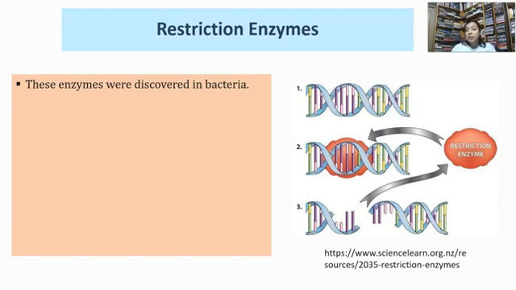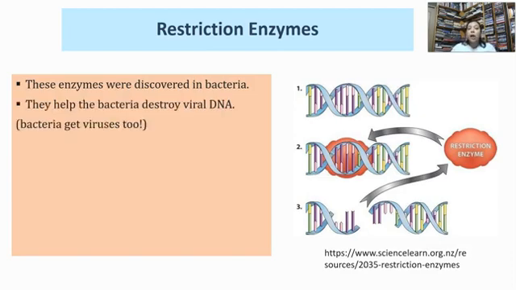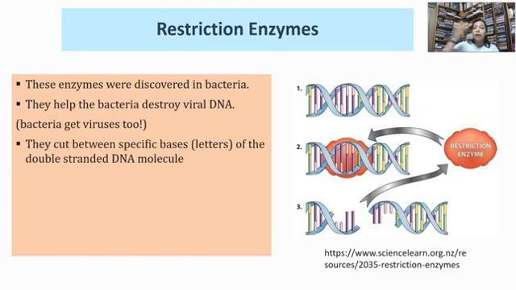These enzymes were first discovered in bacteria. It's a protective mechanism. They help the bacteria destroy viral DNA through this mechanism. They destroy that so that they cannot be infected by it and they cannot be destroyed by it themselves. Restriction enzymes come in many different flavors, many different types. Each one cuts between specific DNA bases, a sequence of double-stranded DNA, so that they can destroy that portion of DNA, or they can cause it to be broken at that point.